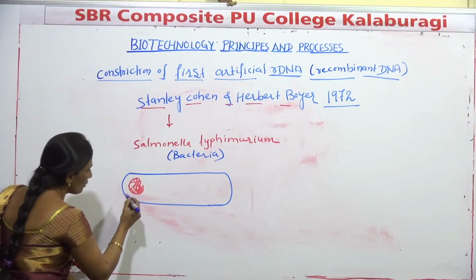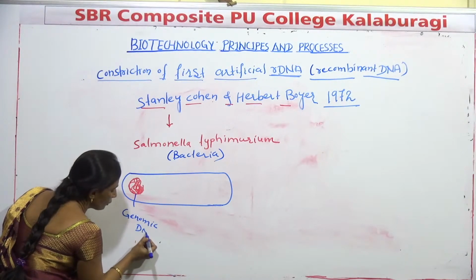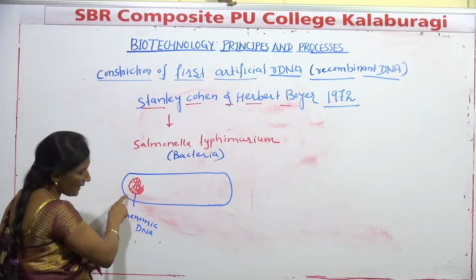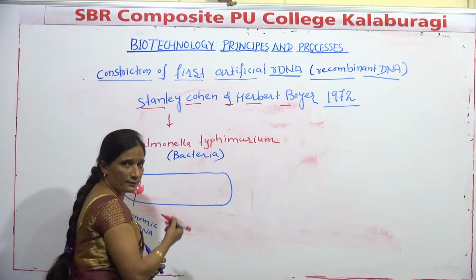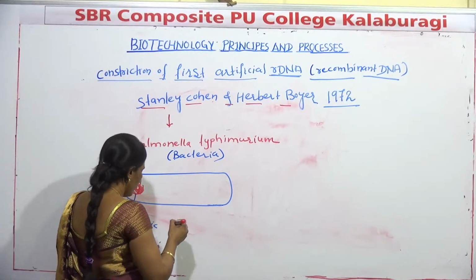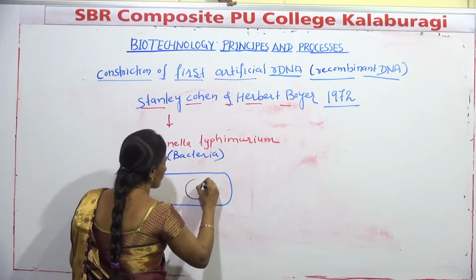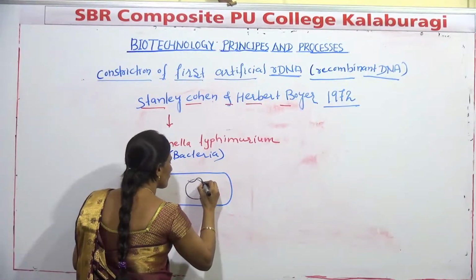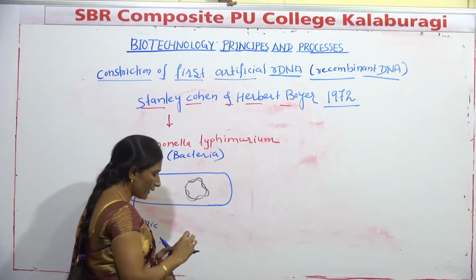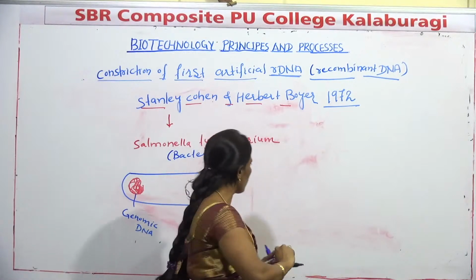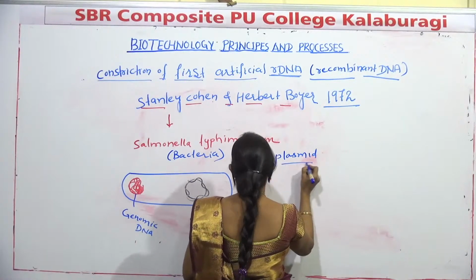This is the genomic DNA. And beside this genomic DNA, in prokaryotic cells such as bacteria, there is extra-chromosomal, self-replicating material. Yesterday I was explaining to you about the plasmid. See here the bacterial cell.